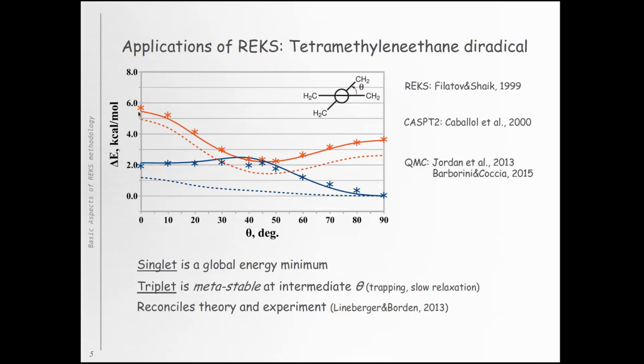Red is triplet here and blue is singlet. I copied that from one of the previous works. The dashed line shows CAS-PT2 calculations, which do not display any crossing or near crossing between singlet and triplet. And these asterisks, red for triplet and blue for singlet, display quantum Monte Carlo results from 2013, sorry. All right.